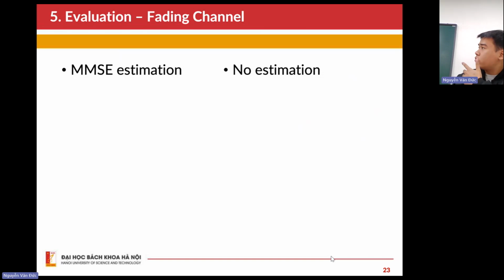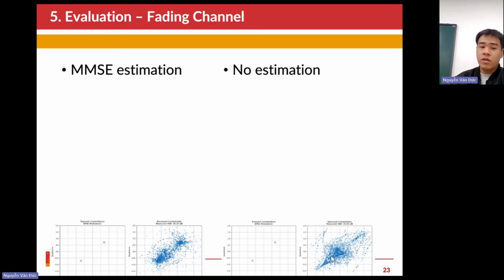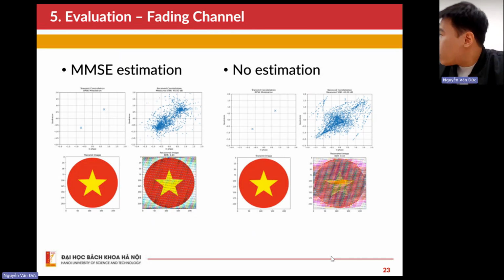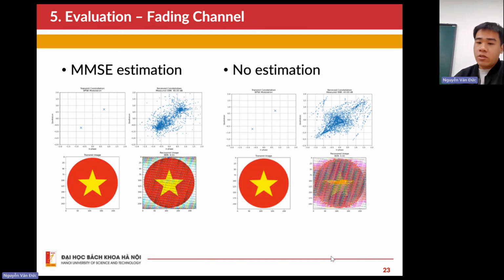This is our result with estimation and without estimation. You can see with estimation BER is about 1.11 and without estimation is 1.32. It's quite high. Sorry.